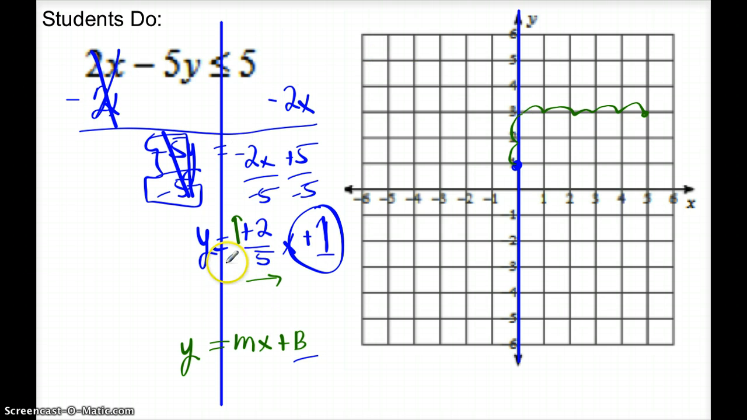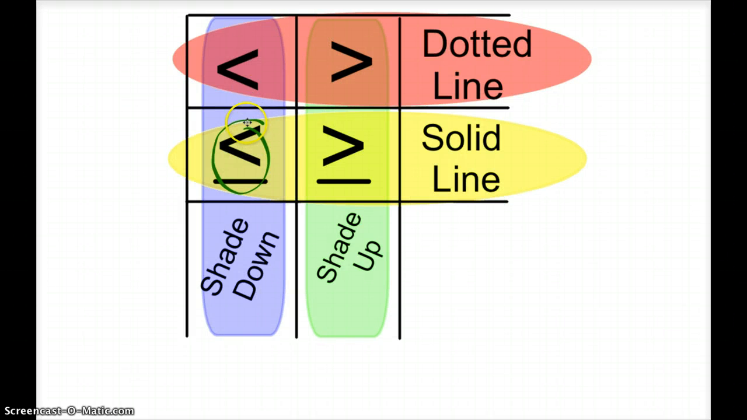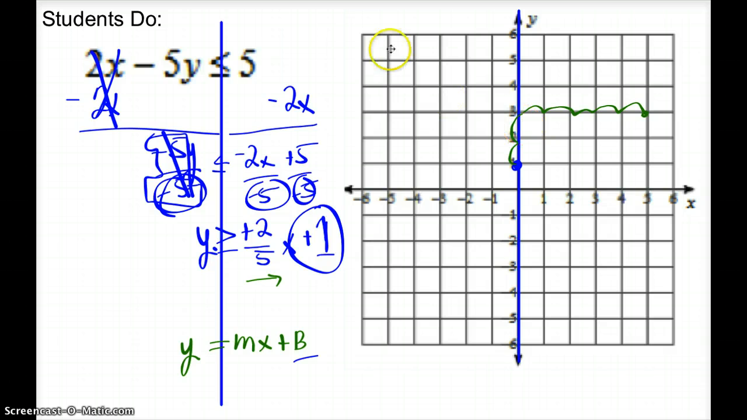Now let's look at our sign. I kind of messed that up the whole way down, but we'll fix it. So it should be, so far, less than or equal to. I divided by a negative, so I have to switch it. Greater than or equal to. Shade up, solid line. So solid line, shade up.